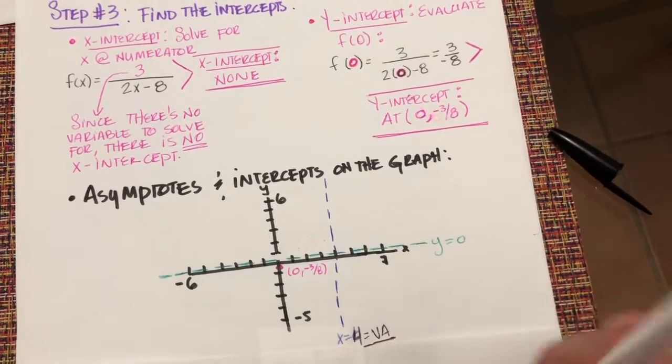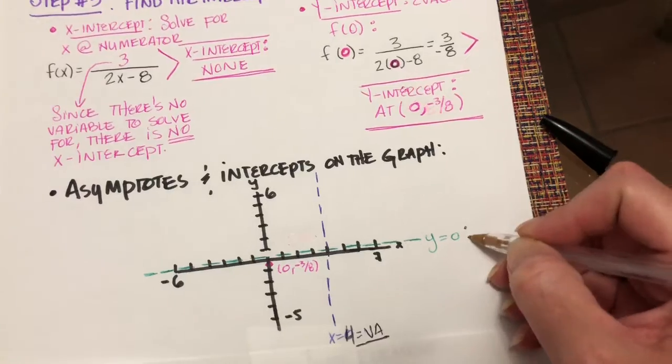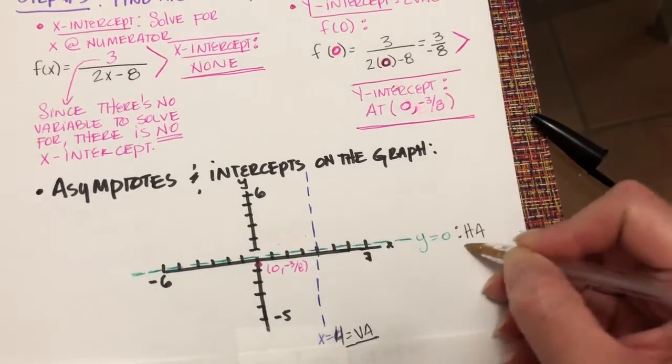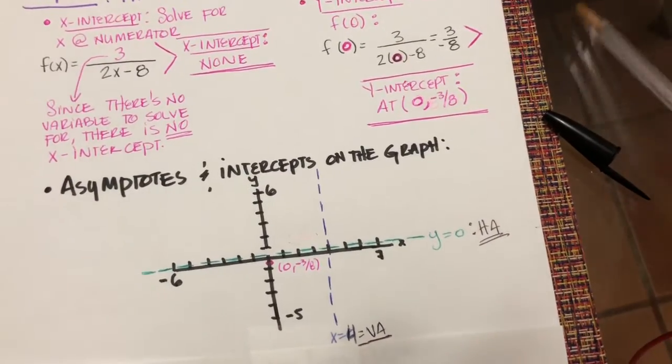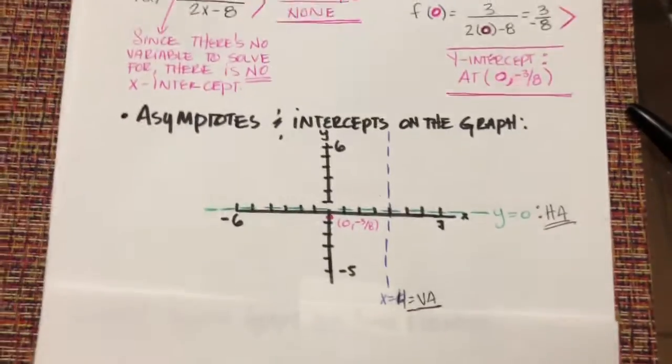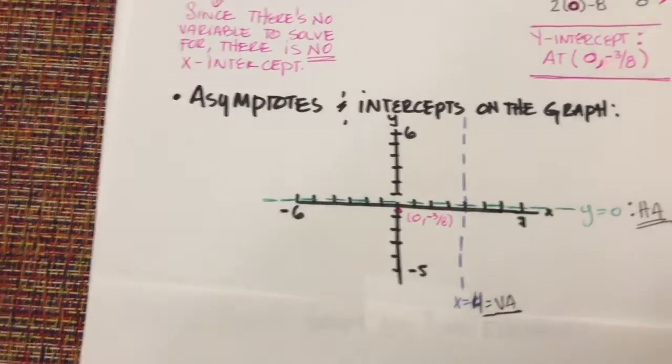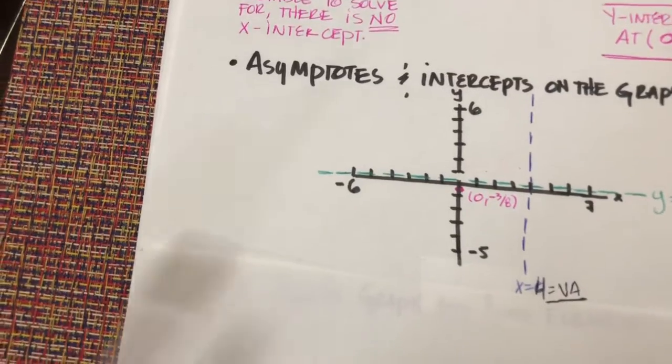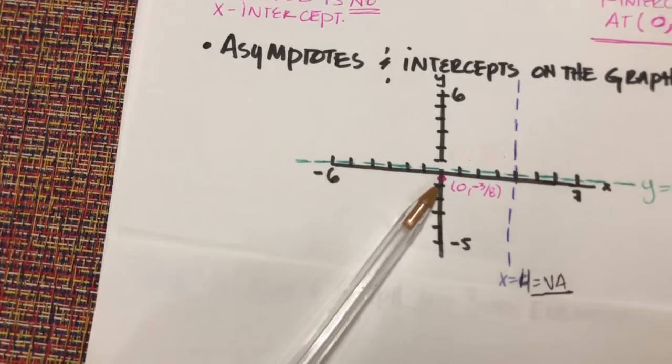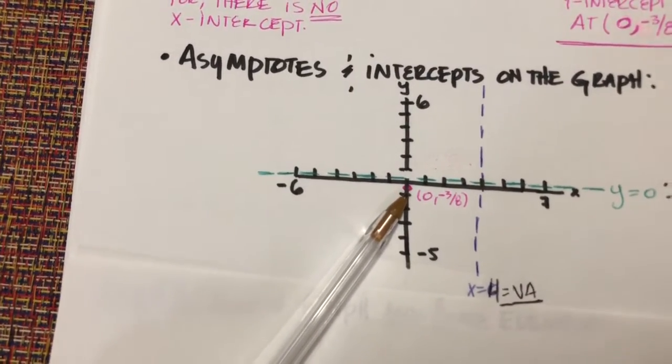This is a vertical asymptote. The horizontal asymptote at y equals 0, dashed line over the x-axis, exactly at the x-axis. And then I have no x-intercept, but I do have the y-intercept at the point (0, -3/8).